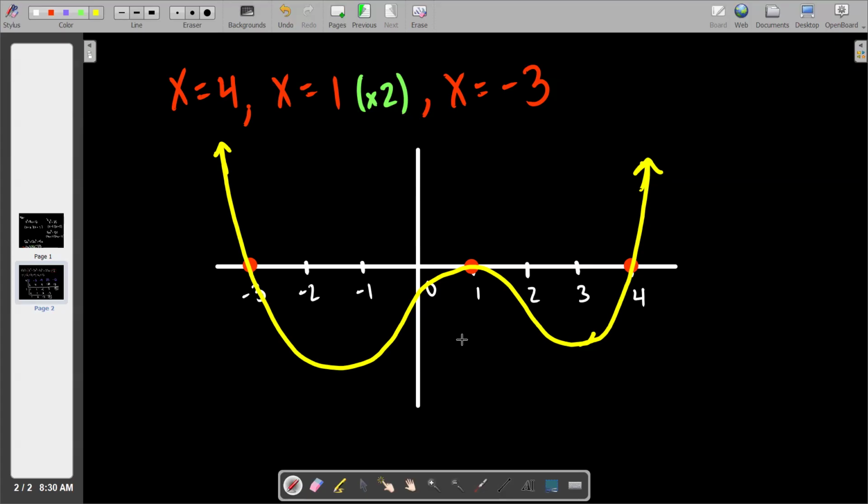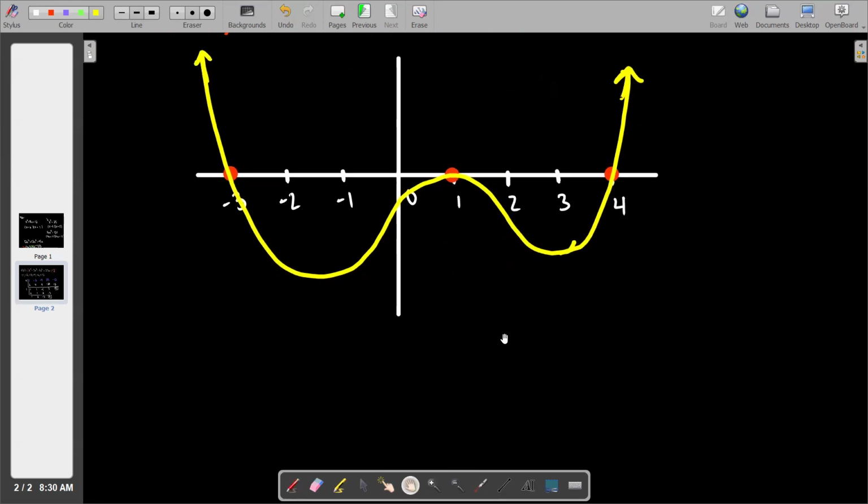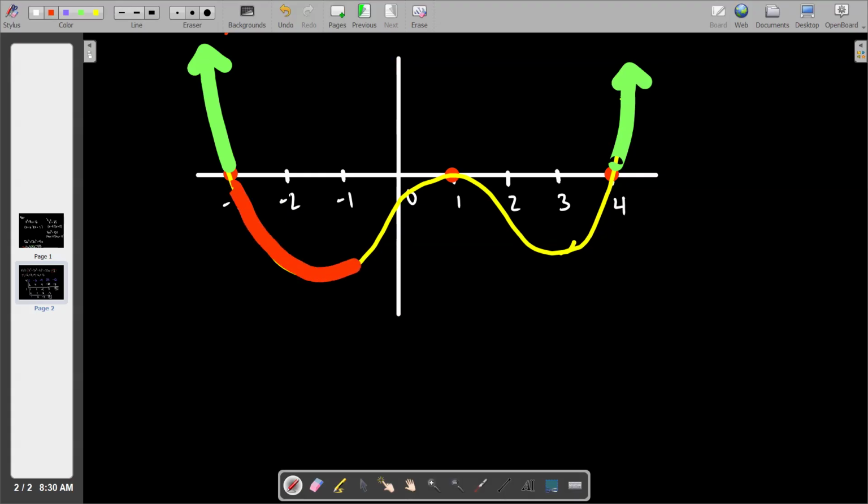Last thing on this problem is to describe the intervals where the function's positive or negative. So it's been a hot minute since we as a class have discussed this, but remember that positive intervals are above the x-axis. Like this is a positive interval and this is a positive interval. And then the negative intervals are below the x-axis. Overall, how many intervals are there? Nice job. I'm so proud that you guys didn't want to say 3.